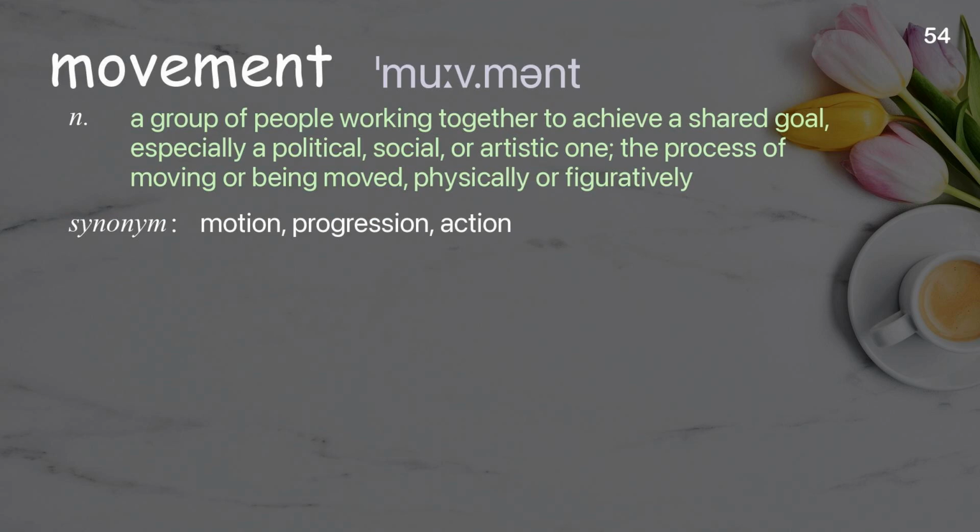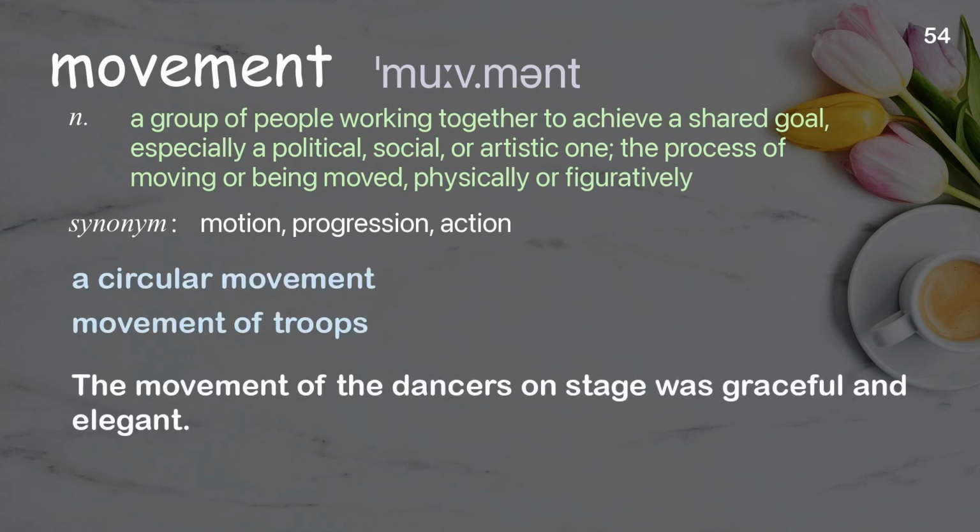Movement: A group of people working together to achieve a shared goal, especially a political, social, or artistic one, the process of moving or being moved, physically or figuratively. Examples: A circular movement. Movement of troops. The movement of the dancers on stage was graceful and elegant.